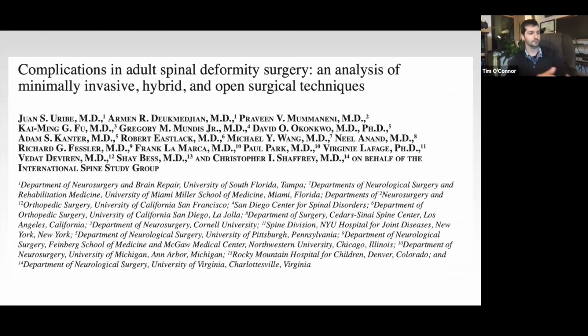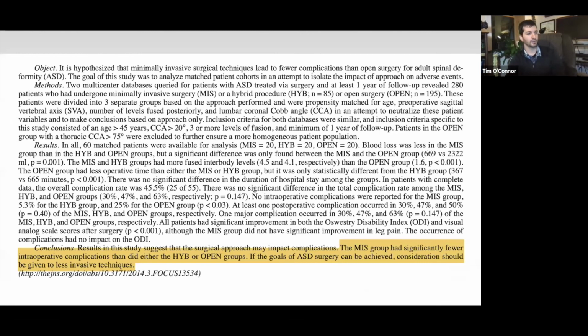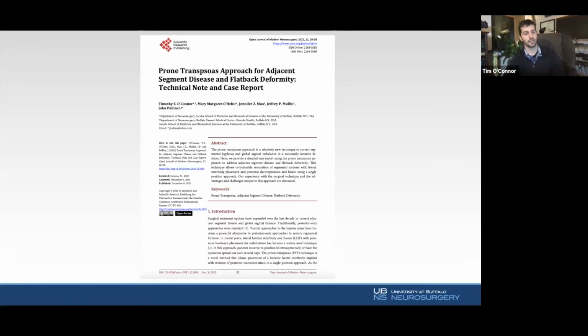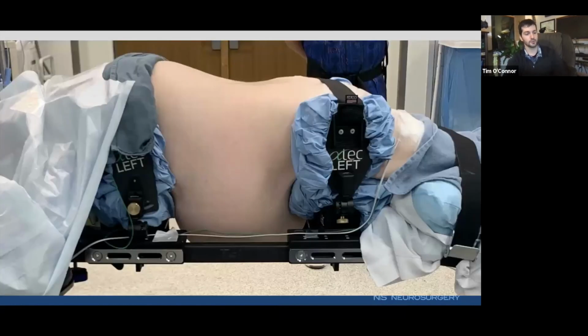complications? So this was another great study that was put out by the ISSG, and they looked at complications when breaking it down by MIS, hybrid, and open surgical techniques. And what they found was that with the MIS group, these patients experienced significantly fewer intraoperative complications than either the hybrid and open groups. And so what we did for this patient was a more MIS approach, keeping that in mind, that we recently published on, which was a prone transpsoas approach.